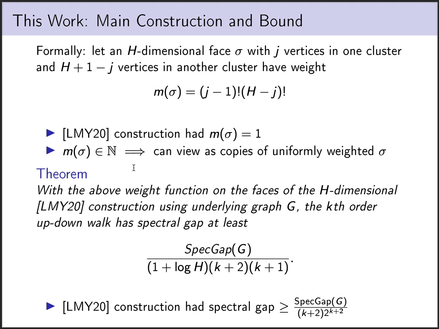And then I'll show that with this weight function, on the faces of the LMY construction, for an underlying graph G, the kth order up-down walk has spectral gap at least the spectral gap of G over around k squared log h. So again, as long as k isn't too small, this is an exponential improvement over the LMY construction. And recall that since G will be chosen from a family of expanders, this numerator here, the spectral gap of G, is bounded below by a constant.